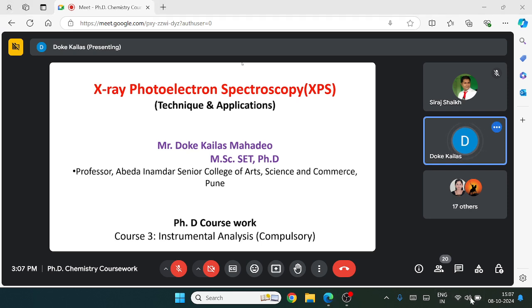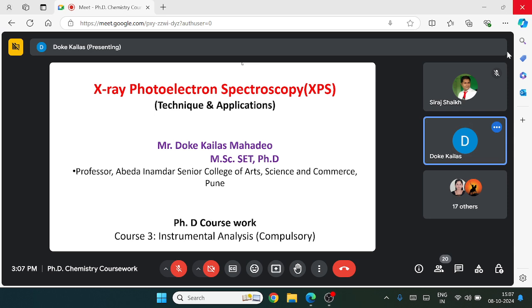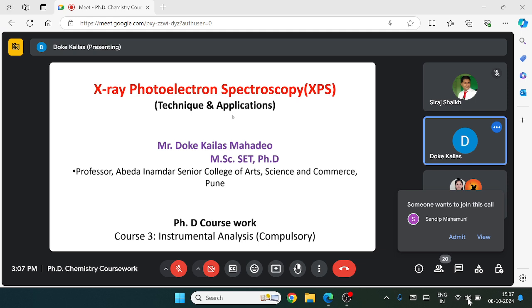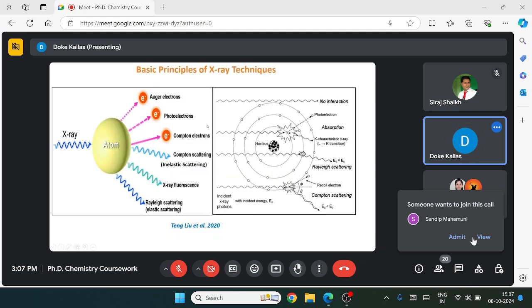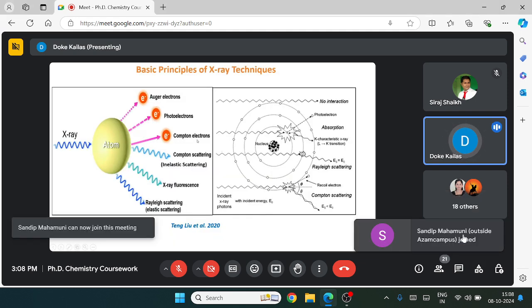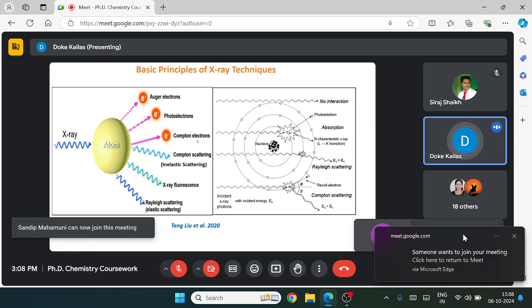Yesterday I finished with the X-ray diffraction, and today I will begin with the X-ray photoelectron spectroscopy, and I will finish with this X-ray photoelectron spectroscopy techniques, fundamentals, basics, and their applications in the research materials. Okay. This is yesterday's first slide once again.